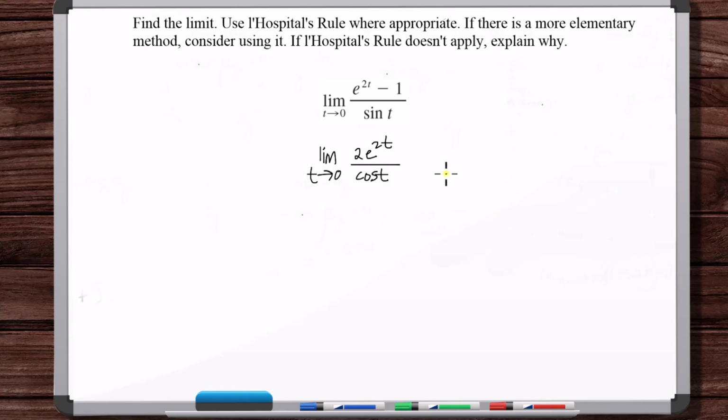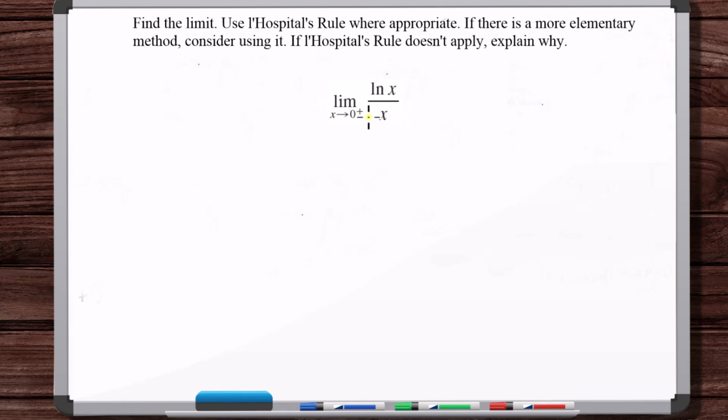Okay, so now if we do a direct plug-in, cosine of 0 is 1. E to the 2 times 0 is e to the 0, which is 1, times 2. This goes to 2, so this limit is 2.